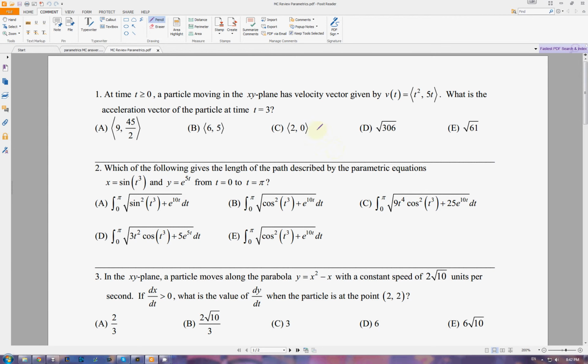In this video, I'm going to be going over some practice multiple choice questions about parametrics. So the worksheet is in the description, so work through it yourself, and then if you get stuck, you can watch this video. So the first question gives us a velocity vector, and it wants us to find the acceleration vector.